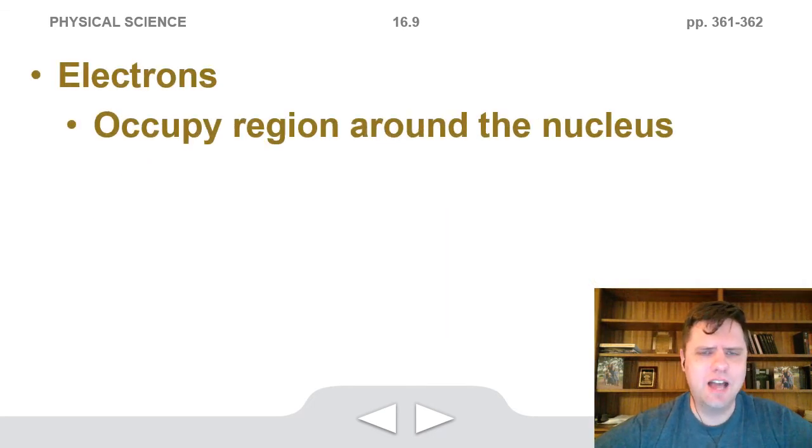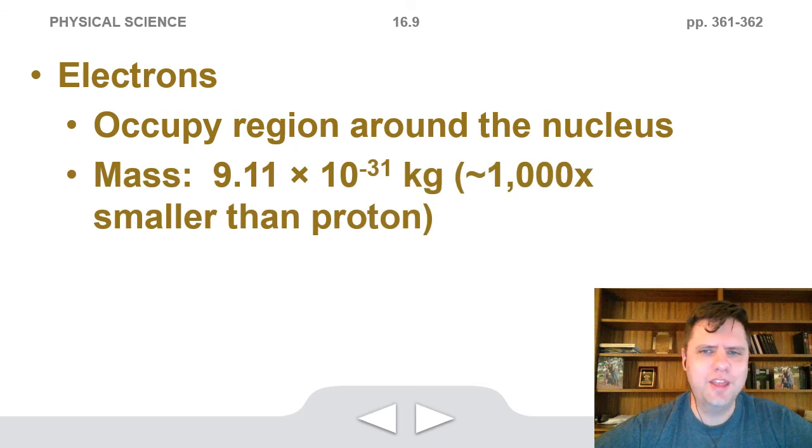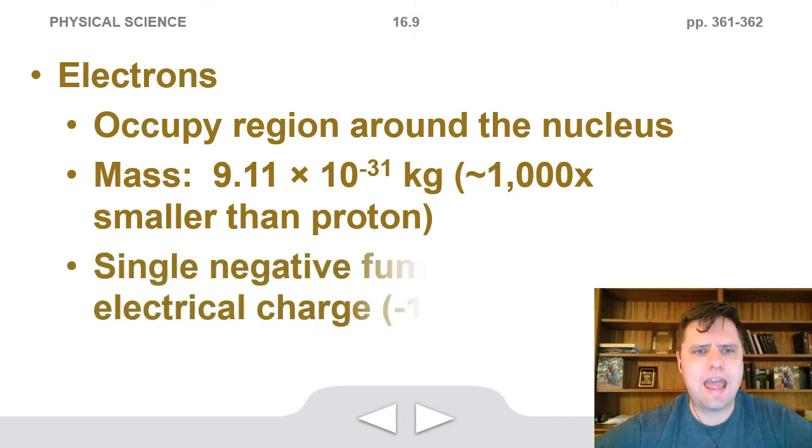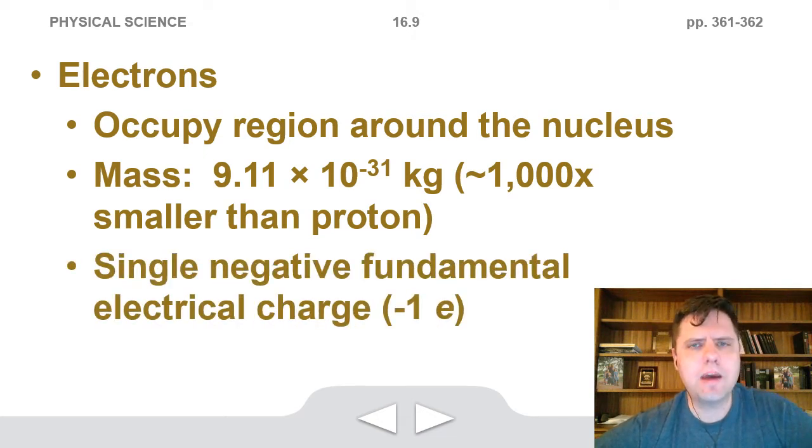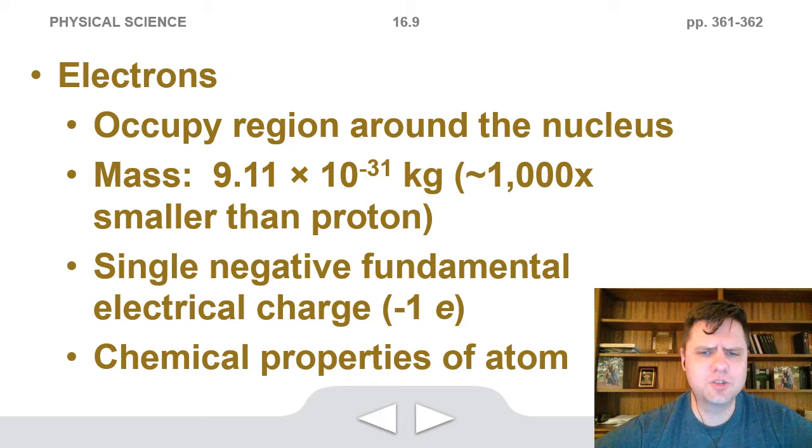An electron occupies a region around the nucleus and has a mass of roughly 1,000 times smaller than that of a proton, about 9.11 times 10 to the negative 31 kilograms. So electron is much less massive than a proton, but it has the same amount of charge as a proton, just negative rather than positive. And it is responsible for chemical properties of an atom. It is the arrangement and number of electrons that engage in chemical reactions.